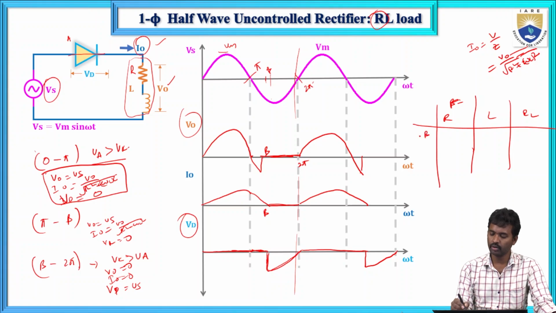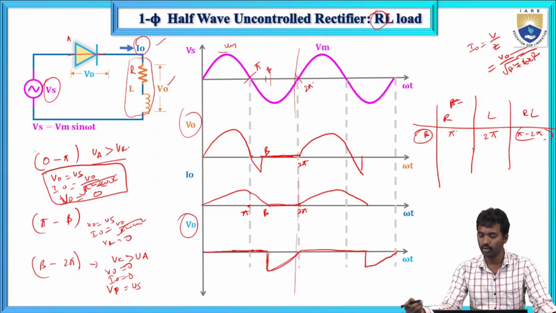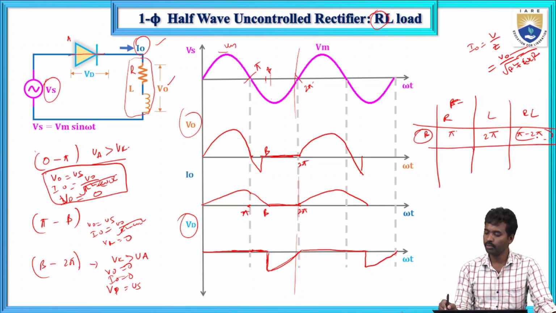So beta is conducting in the R load up to pi. For L load up to 2 pi. But here in this RL type of load, pi to 2 pi only. So beta is from pi to 2 pi only, the beta value. The extension angle is up to what angle the diode is conducting. So this is important, that the beta value is in between pi to 2 pi only.